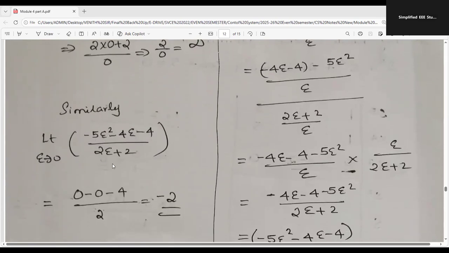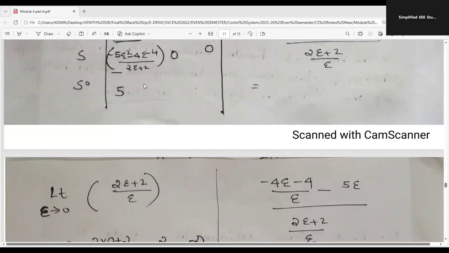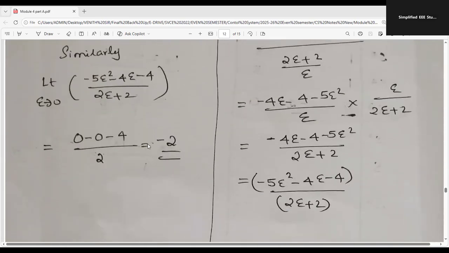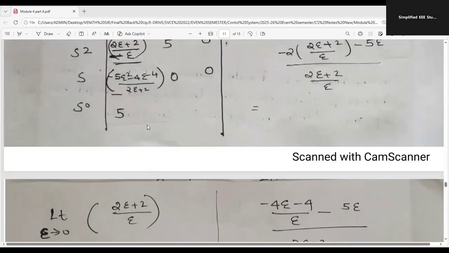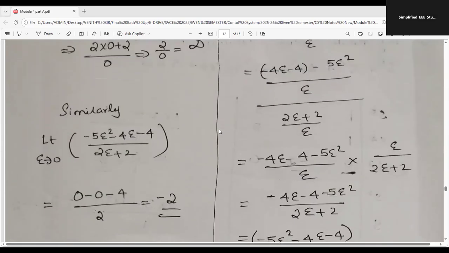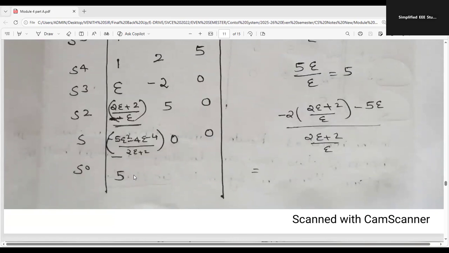Wherever you find epsilon, kindly substitute 0. So after simplification, I should get the value equal to minus 2. So minus 5 epsilon square minus 4 epsilon minus 4 by 2 epsilon plus 2 will be replaced by minus 2. I think it's clear to everyone. Coming to the last, the 5 you keep as it is.